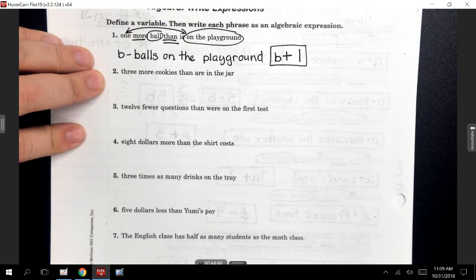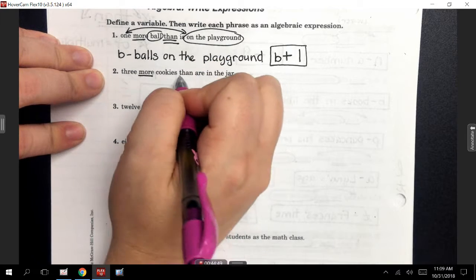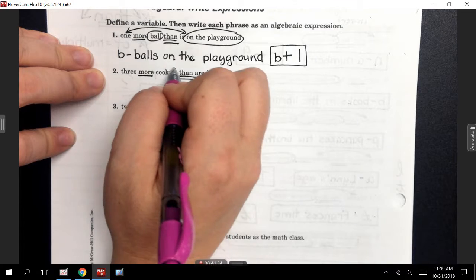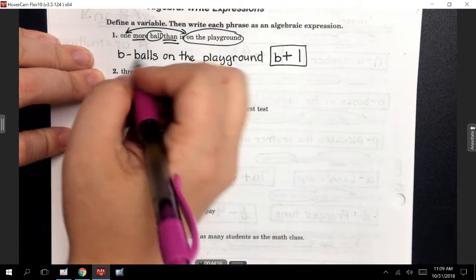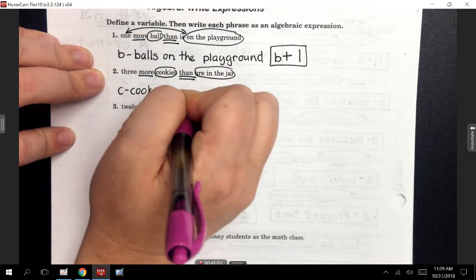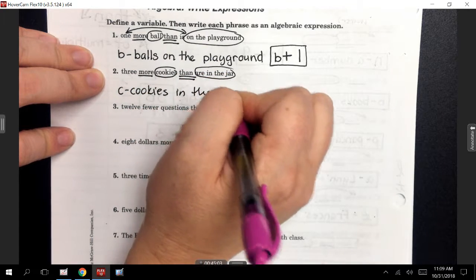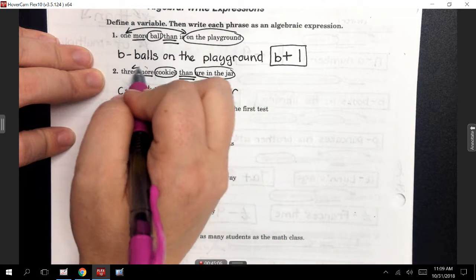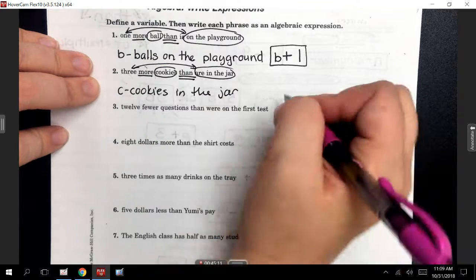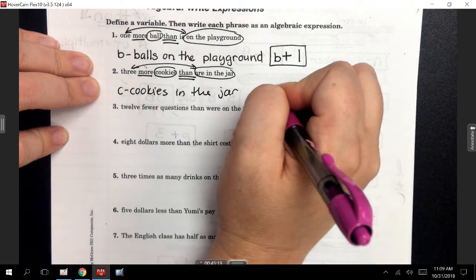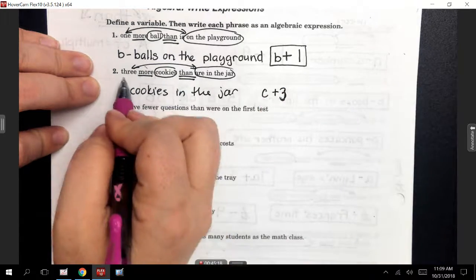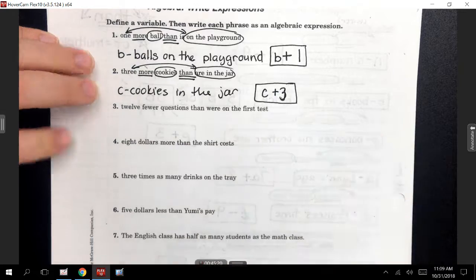3 more cookies than are in the jar. More than, what is it I need to know? Cookies in the jar. So C, cookies in the jar. It says than, so don't forget to flip it. Who can give me my answer? C plus 3, because remember my 3 moved to the back.